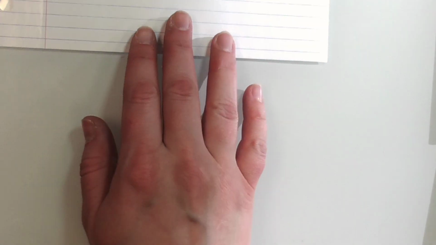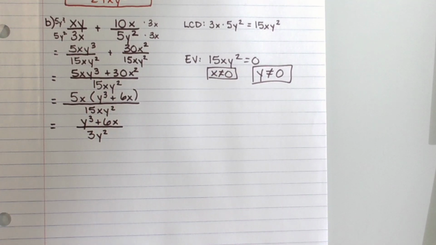Many of you got that. Many people got stuck before getting that. To find my excluded values, I set the denominator equal to 0, and you should end up with x is not allowed to be equal to 0 and y is not allowed to be equal to 0. The monomial denominators tend to mess with people more than the binomial denominators, which is where we're trying to move towards.